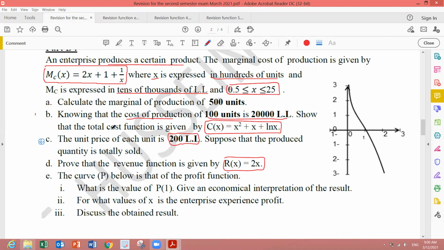Part E. The curve P to the right is that of the profit function. What is the value of P of 1? P of 1 graphically is 0. Give the economical interpretation. So if the profit is 0, no gain, no loss. We have a break even for x equal 1, or the quantity equal to 100 units.